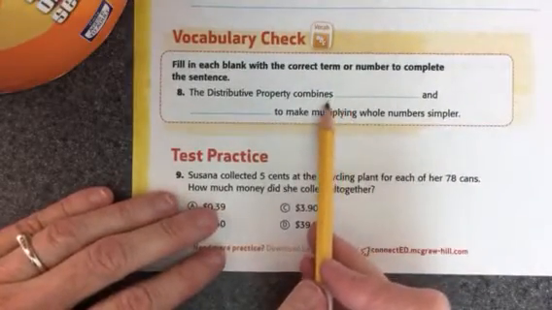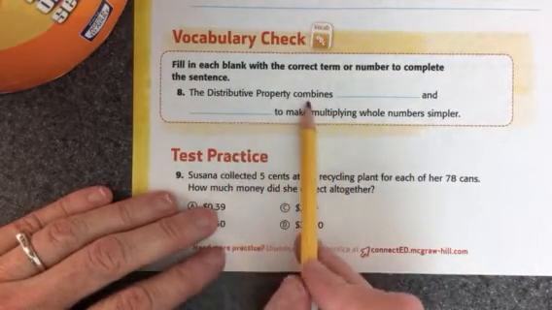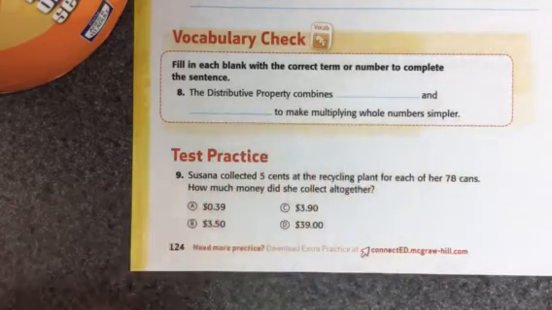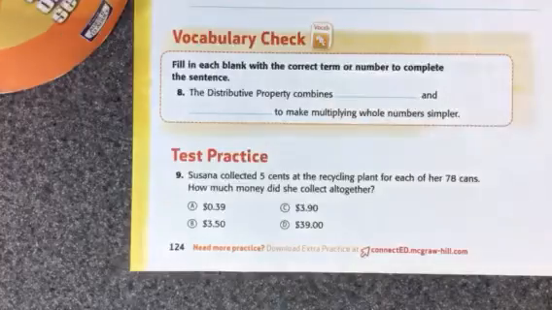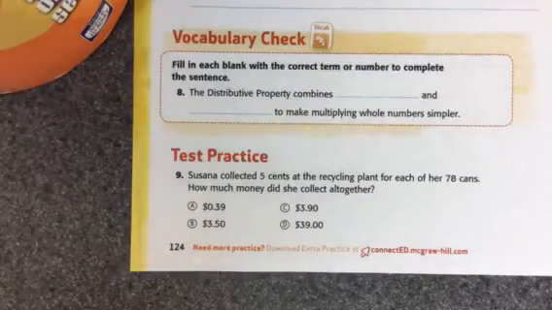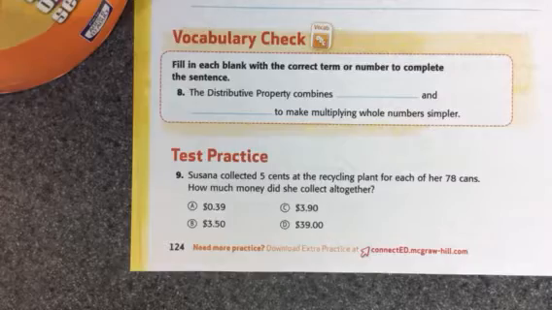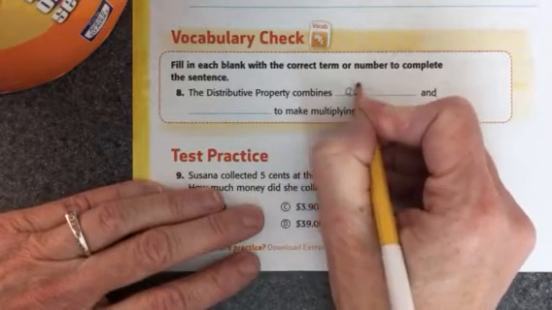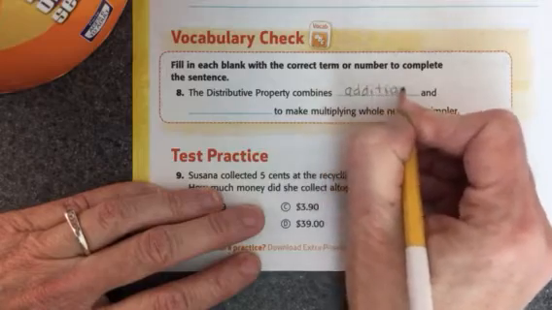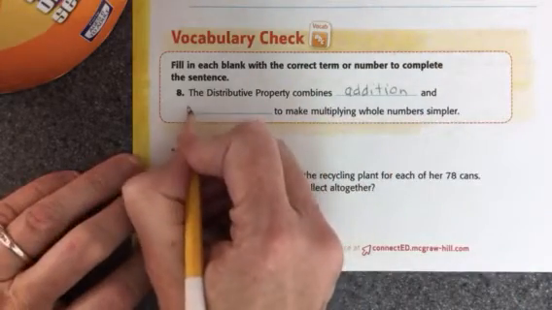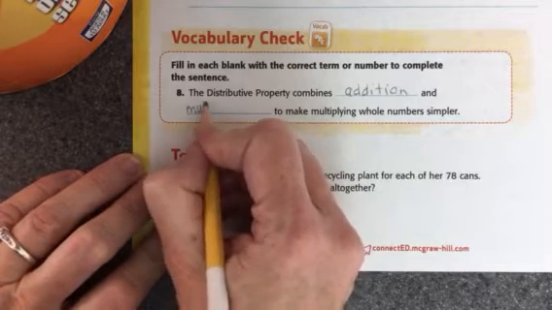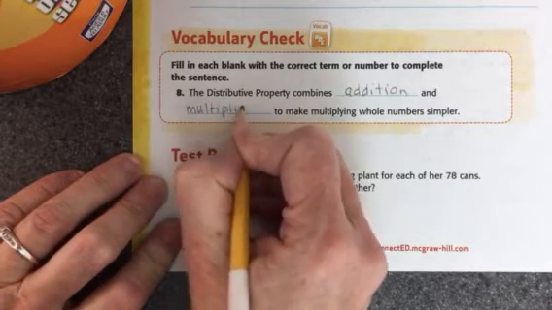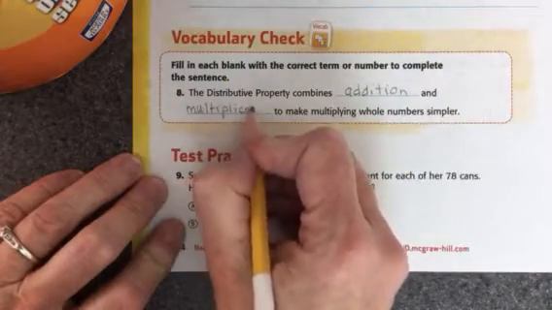Okay, vocabulary check. Fill in each blank with the correct term or number to complete the sentence. The distributive property combines blank and blank to make multiplying whole numbers simpler. Okay, basically, we're multiplying different place values, but the other thing that we are doing is we're using 2 different operations. We use addition and we use multiplication. And by using both of those operations, it makes multiplying these whole numbers easier.